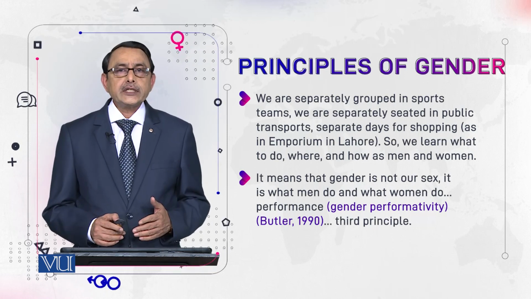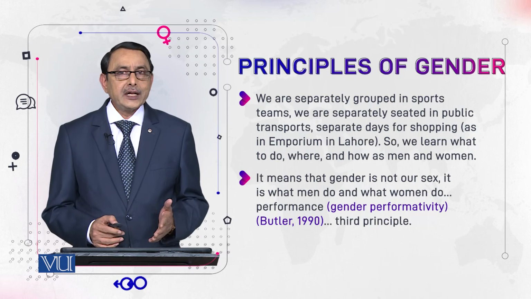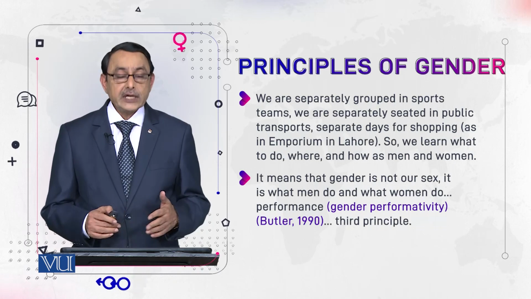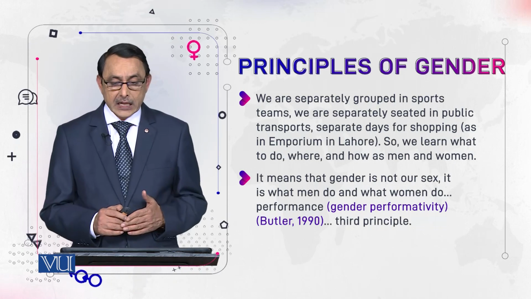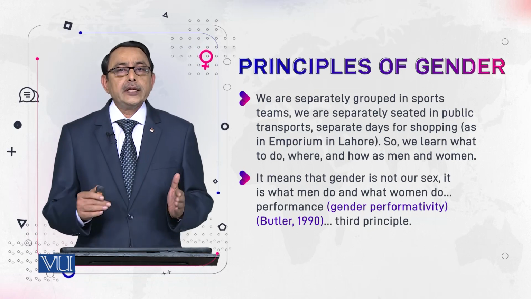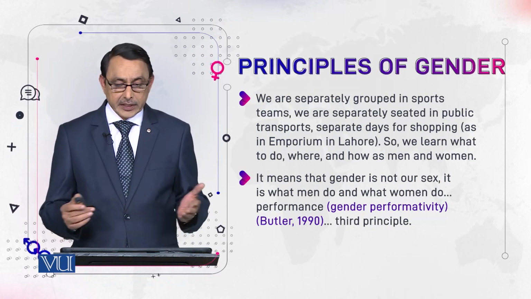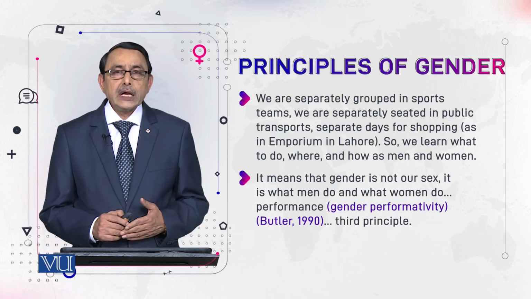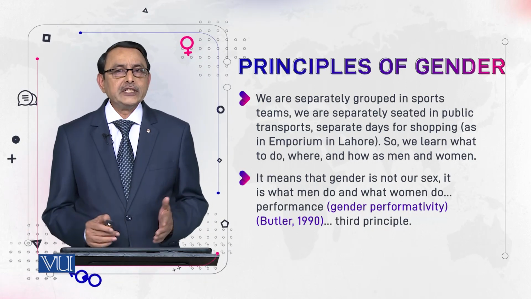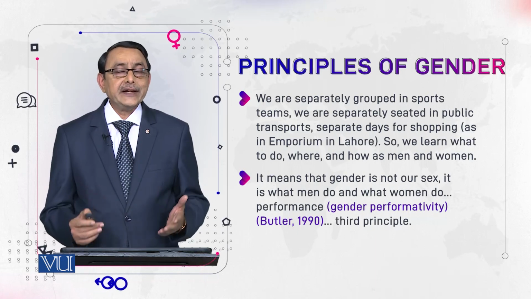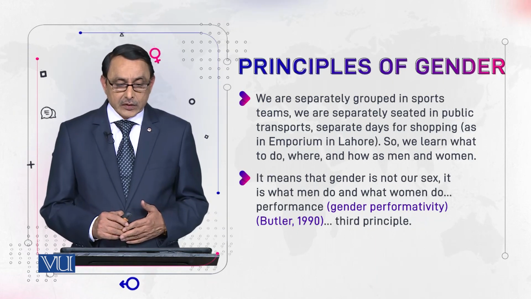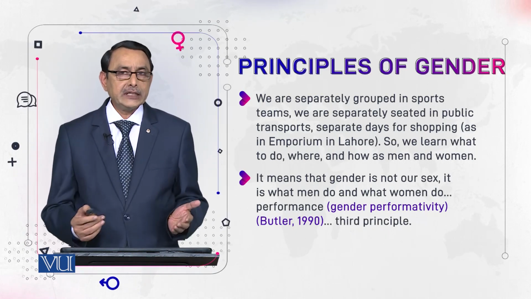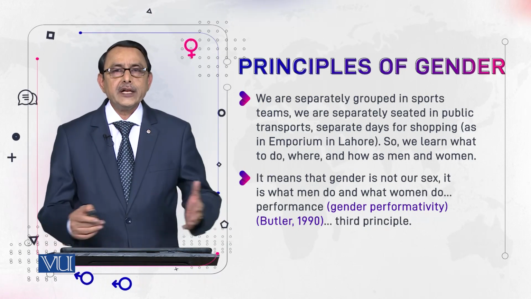Sometimes this is taught indirectly when we are separated into separate teams in sports. We are separately seated in transport. We are separate on shopping days. Here in Lahore, we have, for example, Emporium. There is a day just for families and females. No male can enter without family. So we learn what to do, where, and how as men and women through this collaborative interaction.